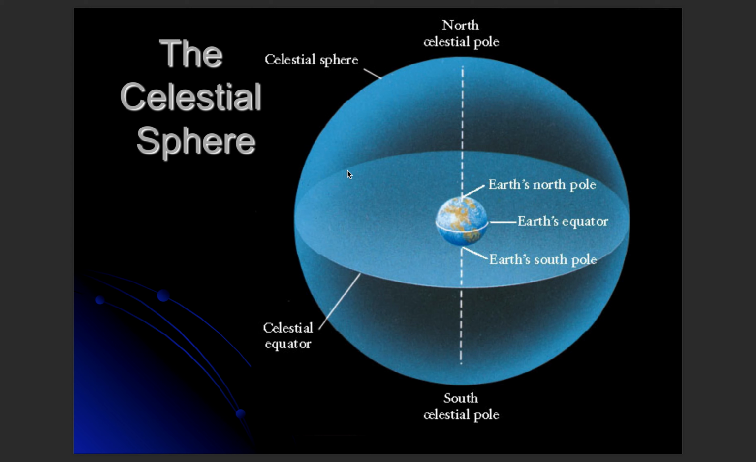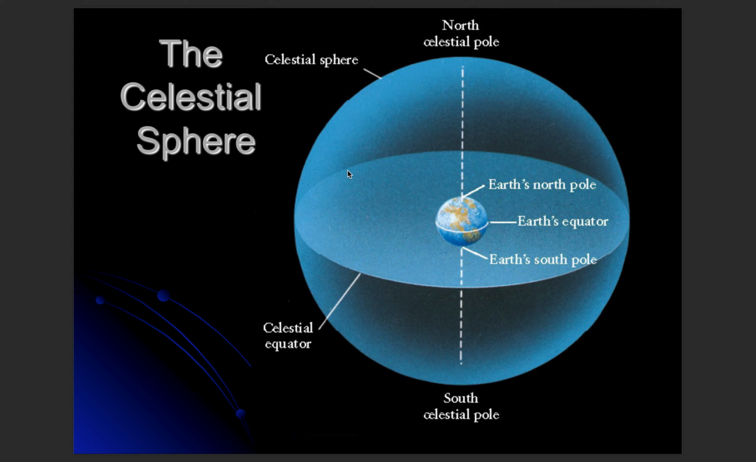But this sphere is fictitious. It doesn't really exist because the stars are several light years distance away from us, and the moon is closer to us than the sun, but they appear to be at the same distance from us in our sky because they appear to sit on this celestial sphere.